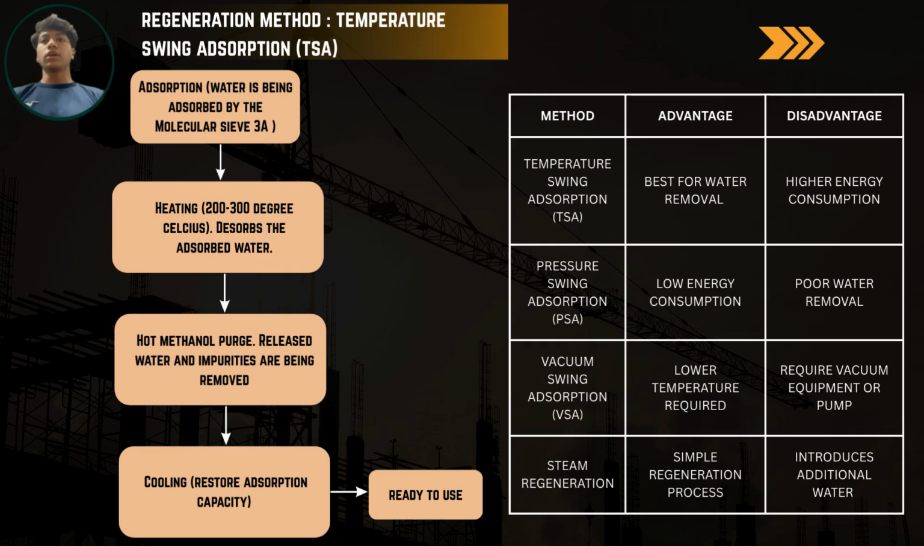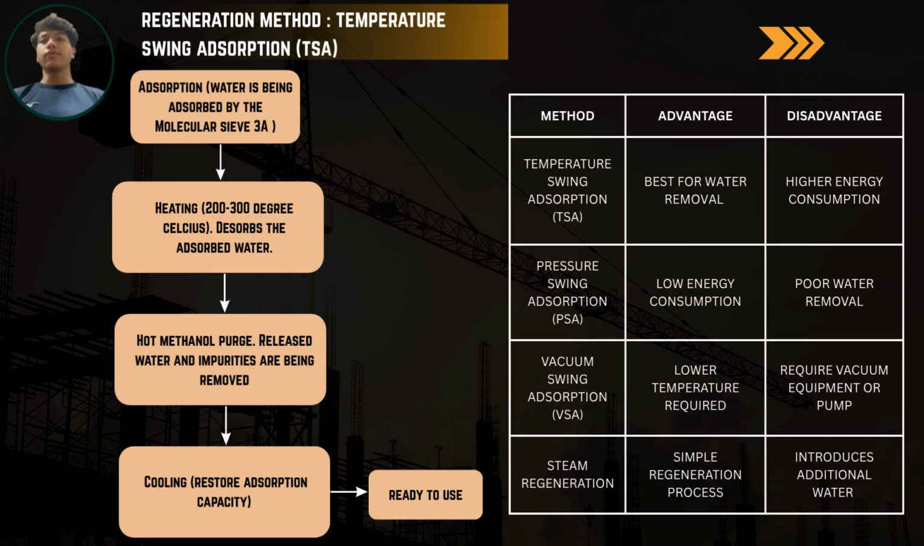Next, we also have 3 alternative methods, which are pressure swing adsorption, vacuum swing adsorption, and steam regeneration. I will start with the advantage of TSA first, which is that it is best for water removal, but the disadvantage is the high energy consumption. For PSA, the advantage is low energy consumption, but it has poor water removal. It is not suitable for removing water.